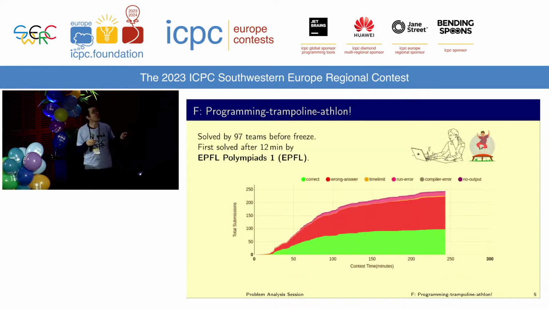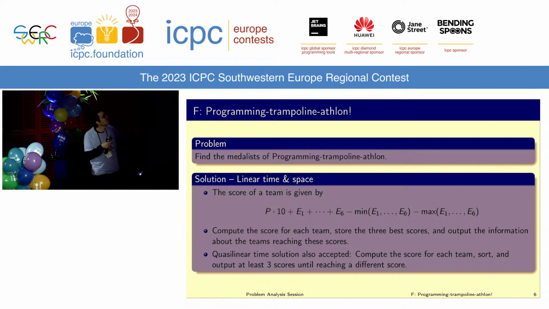And next is programming trampoline-athlon. This problem was by Nofar. It was solved first by EPFL Olympiads 1, and approximately as many teams solved it. You can jump and code, and you have one computer per team, so that's cool. And then you just find medalists.